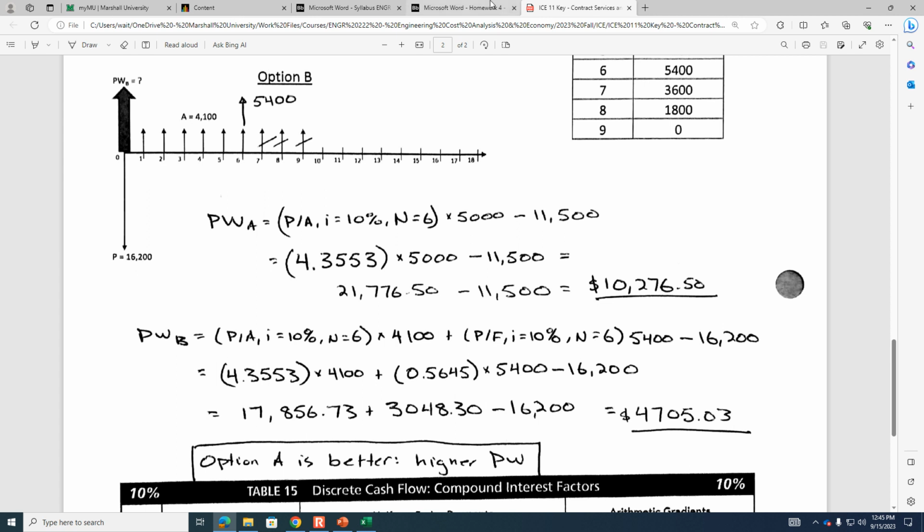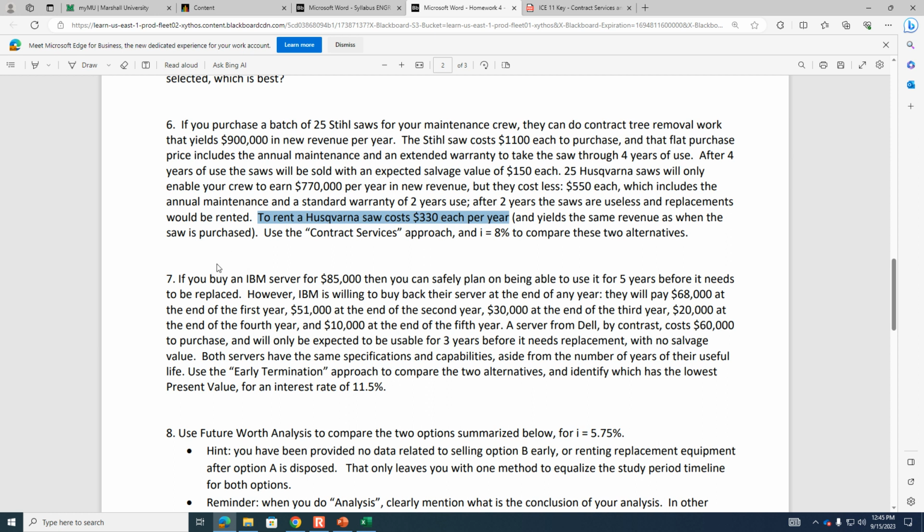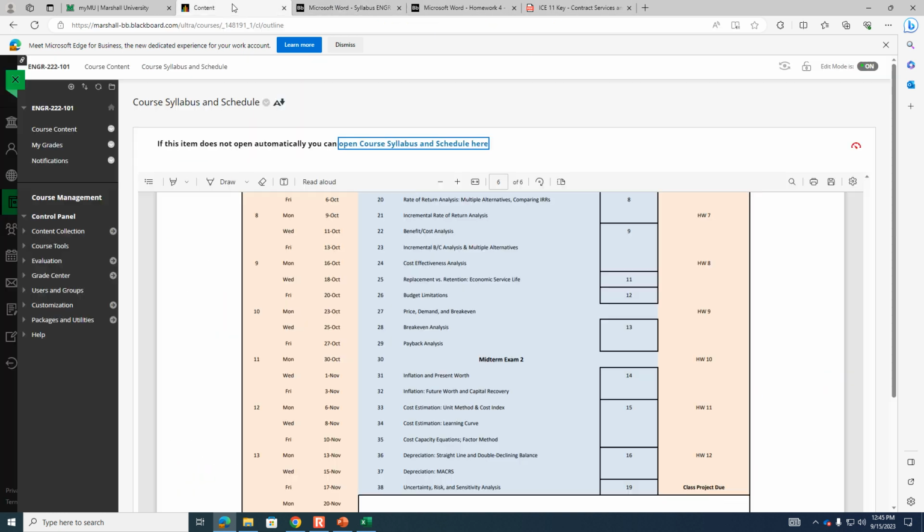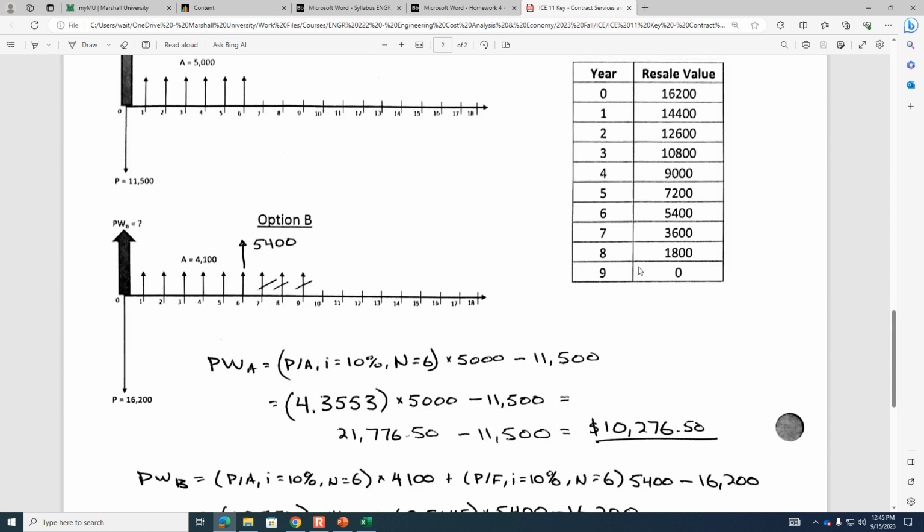So on the homework, you have an early termination problem. This IBM server versus Dell server, they don't have the same useful life. And so I tell you to use early termination because you understand how much the IBM equipment is worth if you sell it back to the company. So the problem statement tells you what is given as a table in the in-class exercise. So instead of giving you a table, it just explains the resale value.